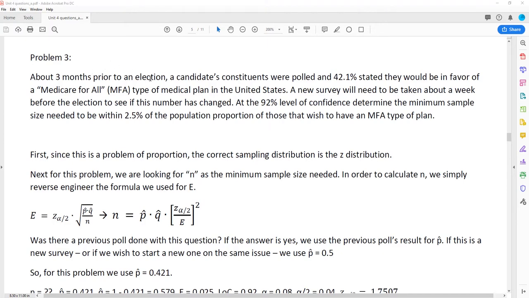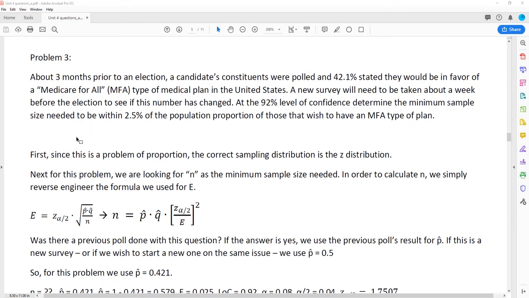About 3 months prior to an election, a candidate's constituents were polled, and 42.1% stated they would be in favor of a Medicare for All type of medical plan in the United States. A new survey will need to be taken about a week before the election to see if this number has changed. At the 92% level of confidence, determine the minimum sample size needed to be within 2.5% of the population proportion of those that wish to have a Medicare for All type of plan.